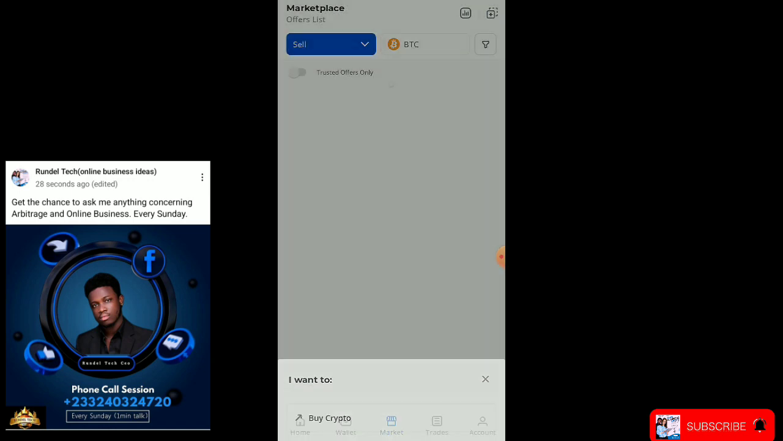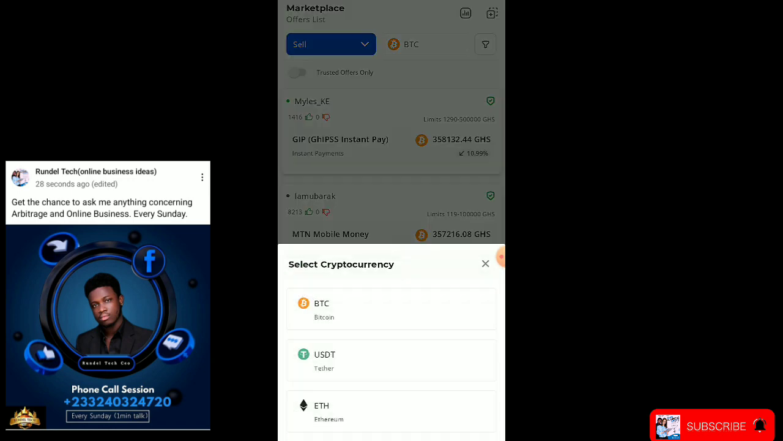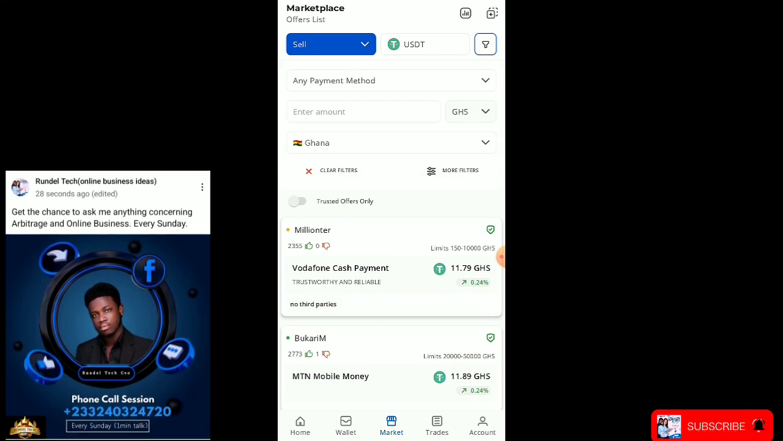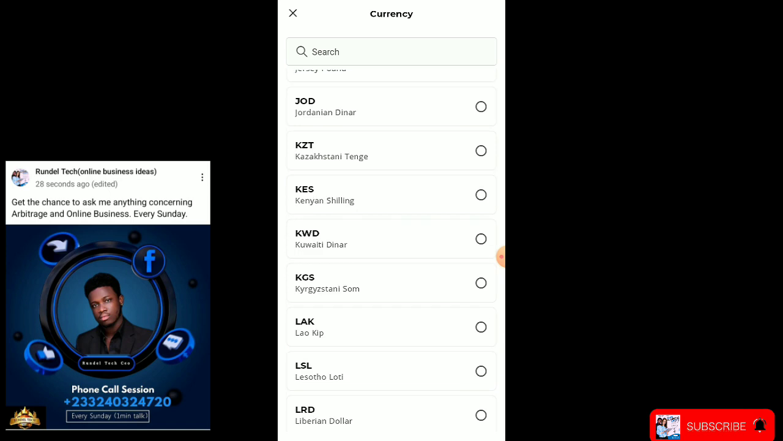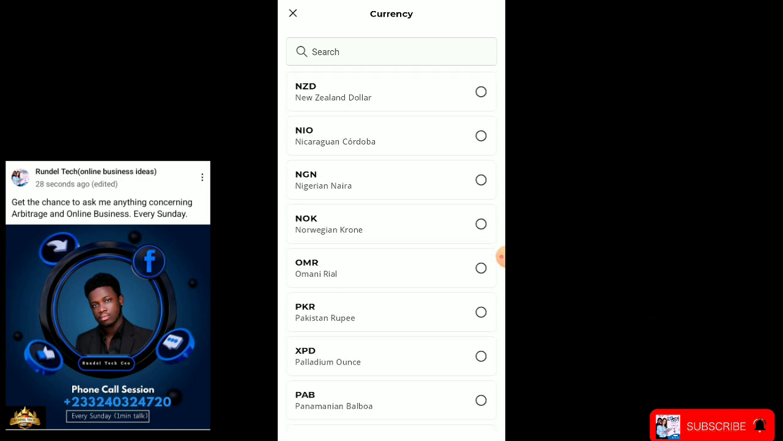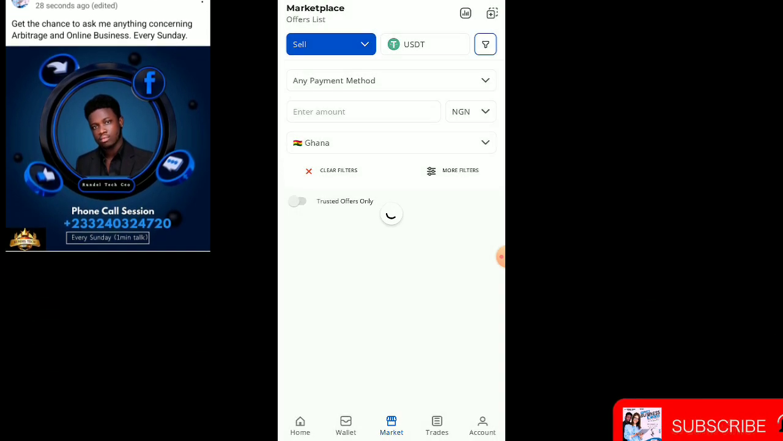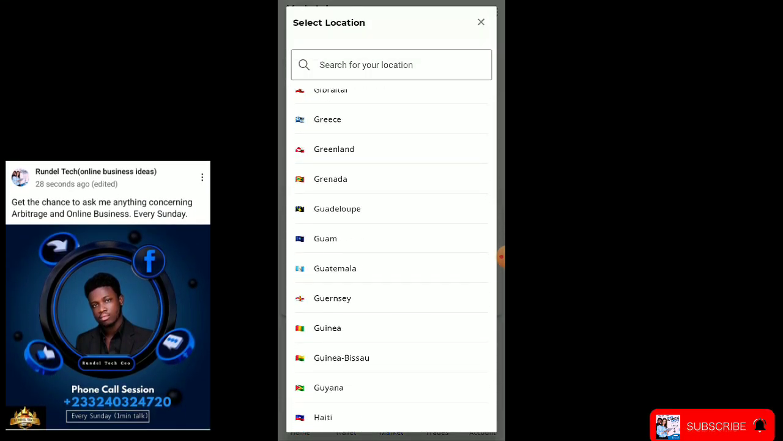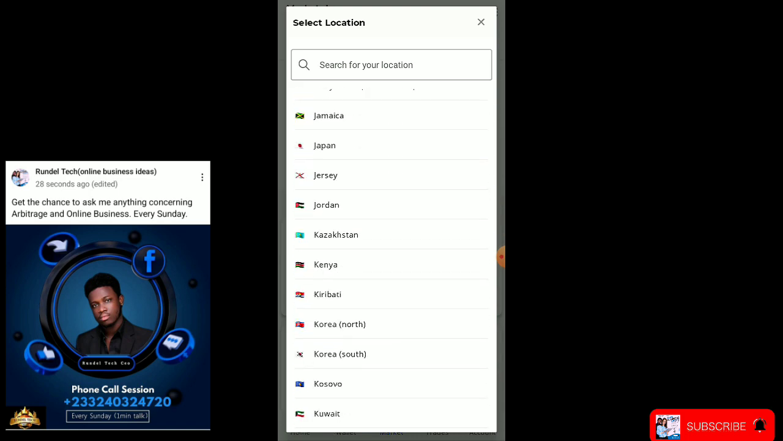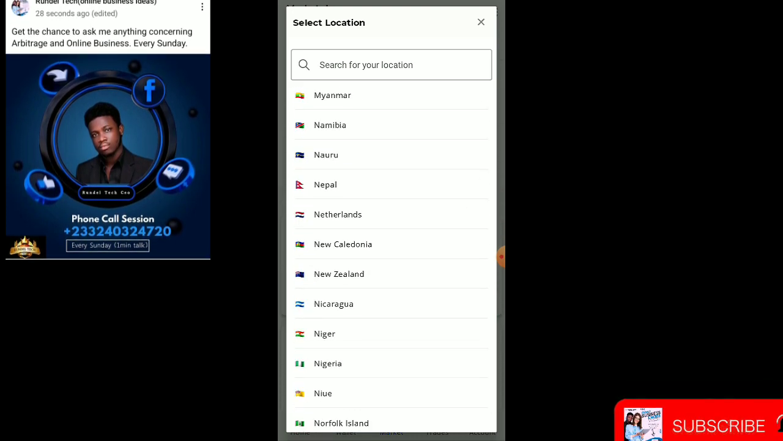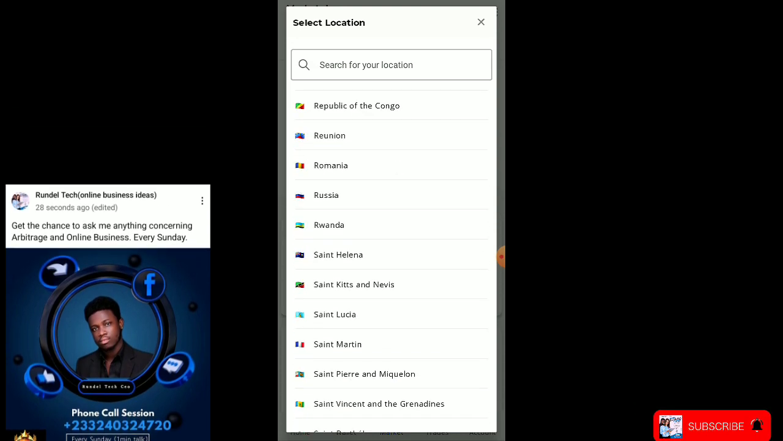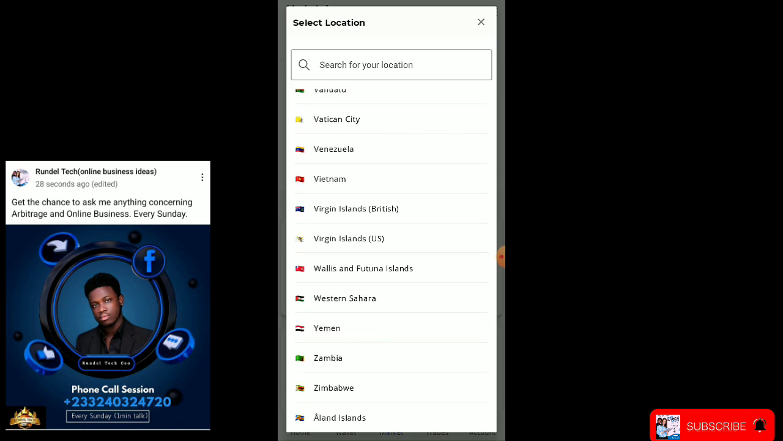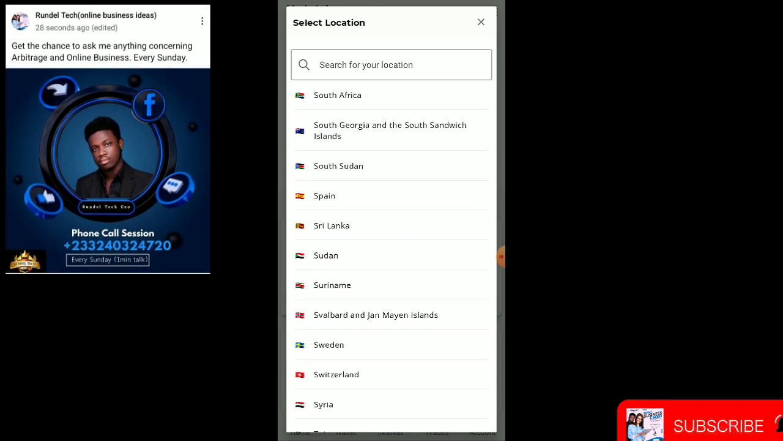So I'll go to the market. I'll click on what I want to sell, USDT. Then I'll click on this filter. Then I'll choose Nigeria Naira. Then I'll choose Nigeria, because you can choose the country you want to do the trade with. You can choose Nigeria, you can choose Ghana, but let me choose Nigeria so that we all get a little understanding about what I'm trying to teach you.